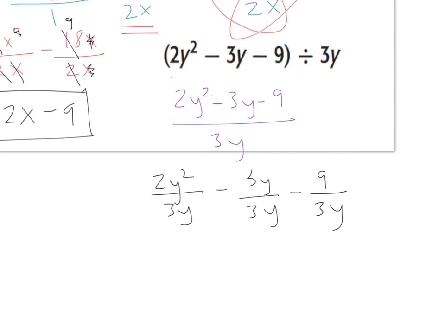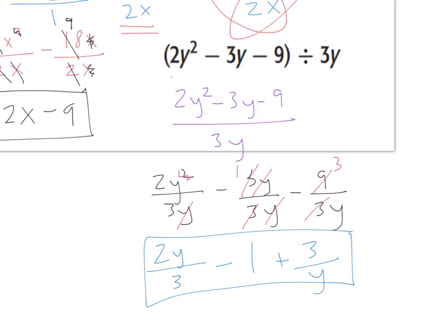So let's look. 2 and 3, nothing can cancel out, but y and y squared can cancel out there. 3 over 3 can cancel out, y and y, so that just goes to 1. And then 9, I can take out a 3, and that turns to a 3. So then my final answer would be 2y over 3 minus 1 plus 3 over y. And that would be my final answer.